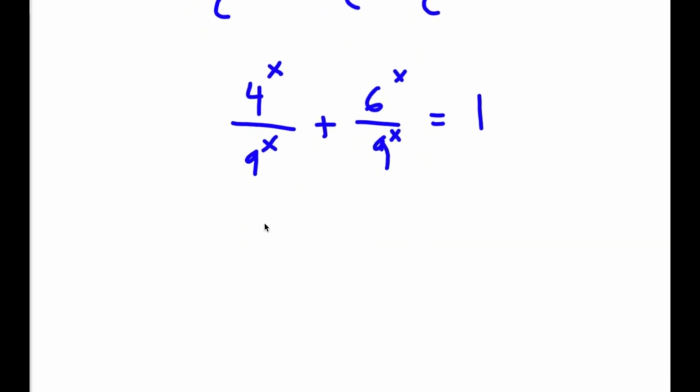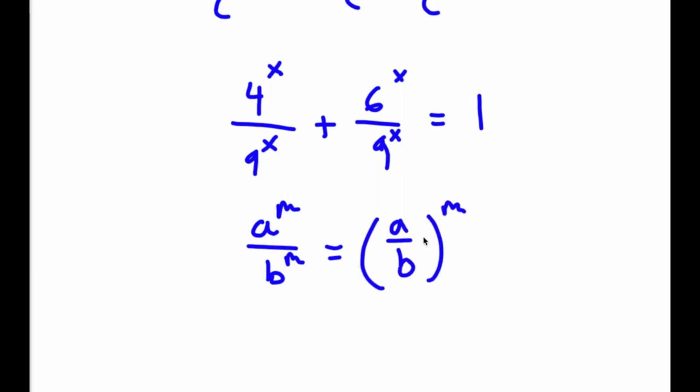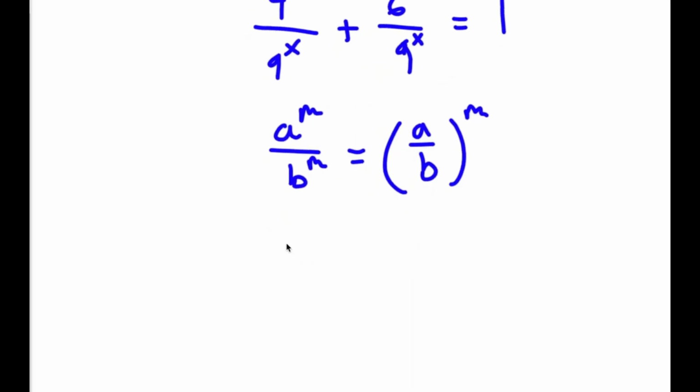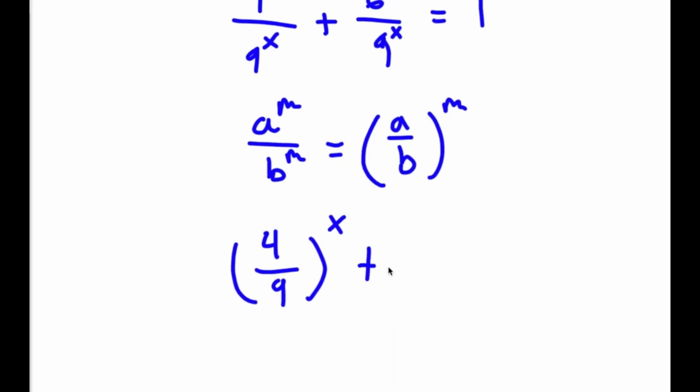Now, if I have something in the form a to the power of m over b to the power of m, this can be written as a over b to the power of m. So I'm going to use this property for both 4 to the power of x over 9 to the power of x and 6 to the power of x over 9 to the power of x. So now I'll have 4 over 9 to the power of x plus 6 over 9 to the power of x. And this is equal to 1.